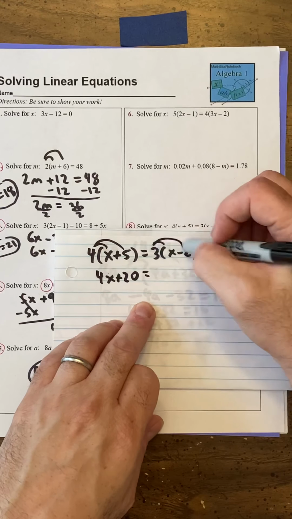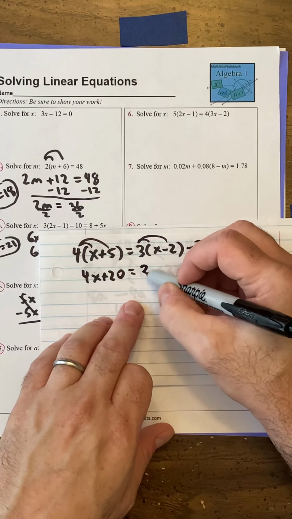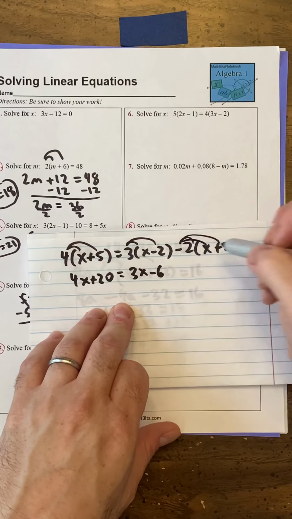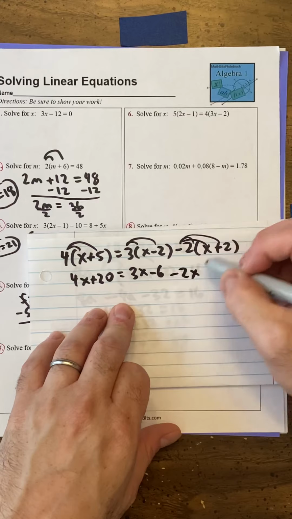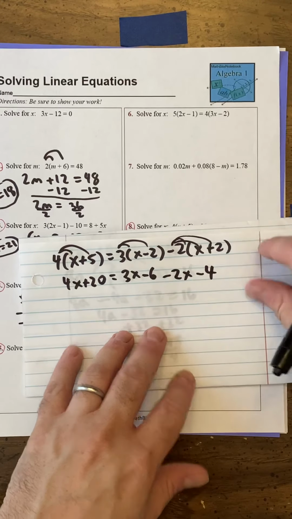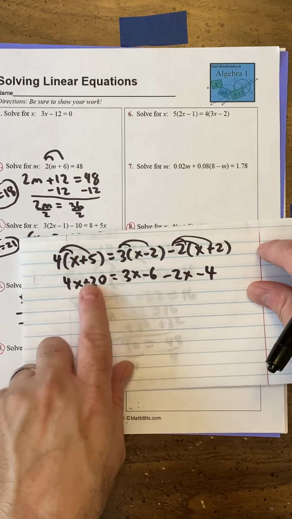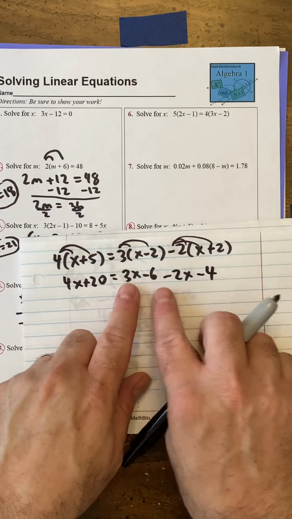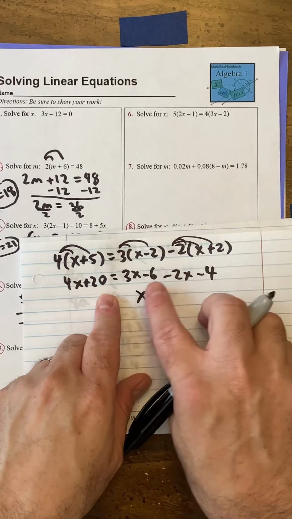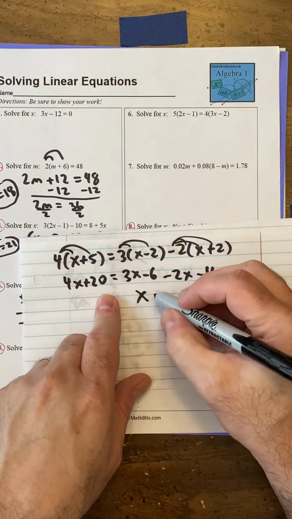equals, we're going to distribute that 3 through the parentheses. That's going to give you 3x minus 6. You're going to distribute that 2 through the parentheses. That's going to give you negative 2x minus 4. You are going to want to combine like terms. On this side, there are no like terms. But on this side of the equation, you have the 3x and the minus 2x. That's going to combine to give you 1x. And negative 6 minus 4 is minus 10.